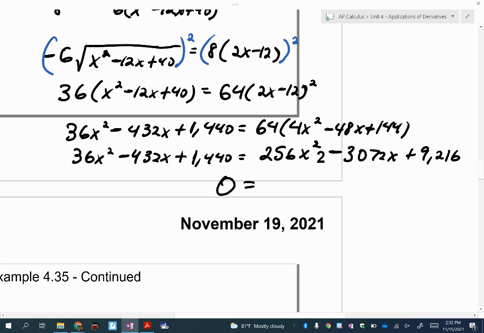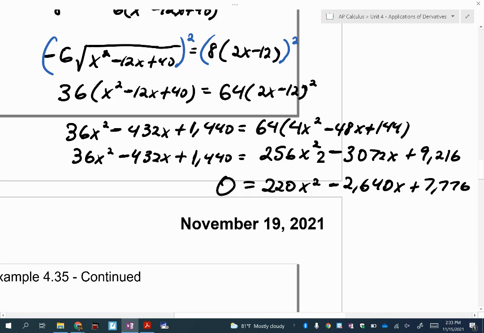All right, so I'm going to move this 36x squared over, get 256 minus 36, which is 220x squared. Then I have adding 432x, so 3072 minus 432 is going to give me negative 2640x, and then 9216 minus 1440 is 7776. So I'm not even going to try to factor this.